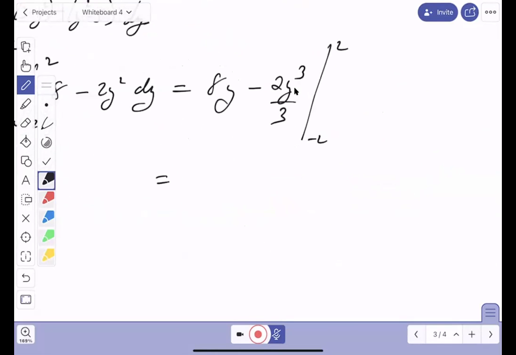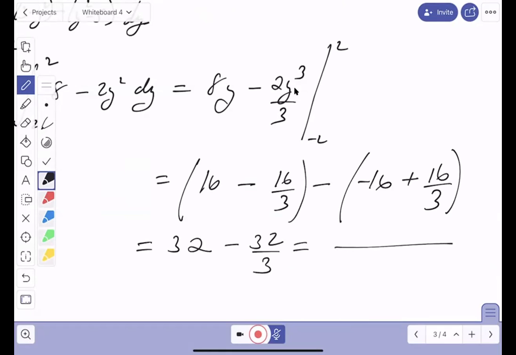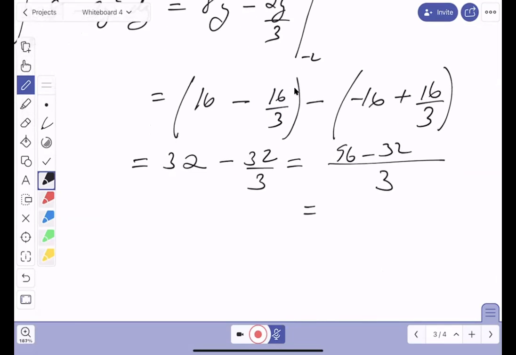Got to evaluate it. And it's going to be 16 minus, let's see what that would give you, 16 thirds, minus the lower limit, minus 16, and now it would be plus 16 thirds. Yeah, I think I did okay. 16 minus the minus 16 is 32. Minus 16 thirds minus 16 thirds is minus 32 thirds. Yeah, you need arithmetic. This would be 3, common denominator, 96 minus 32. By the way, if you can do this quickly, please do the arithmetic quickly. What's 96 minus 32? That would be 64 thirds, right?